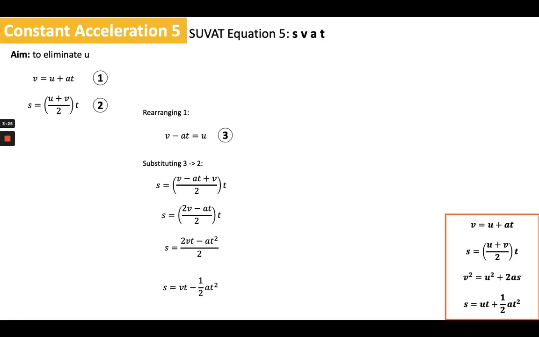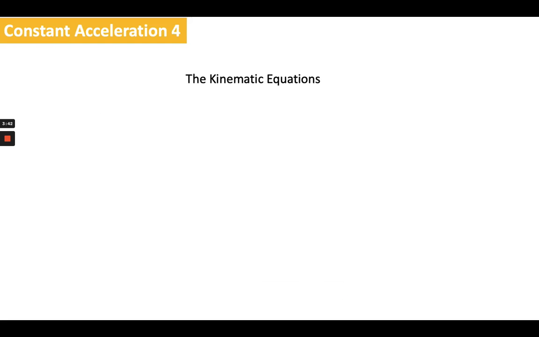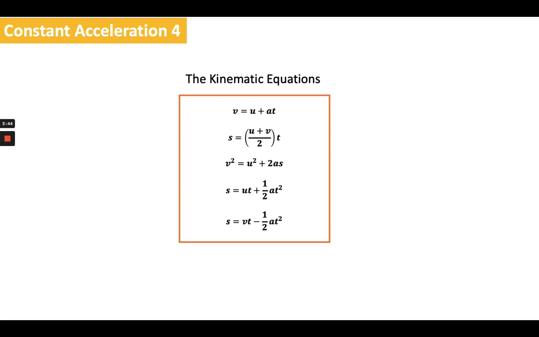You'll see a kind of symmetry between this equation and the previous one, between equations 4 and 5, depending on whether you've got initial velocity at the beginning or final velocity at the beginning. So s equals vt minus a half at squared is this equation. That gives us our 5 kinematic equations. These are given to you in your exam booklet, in your formula book, but you will learn them. It is very, very likely you'll know these very quickly because we'll use them a lot.